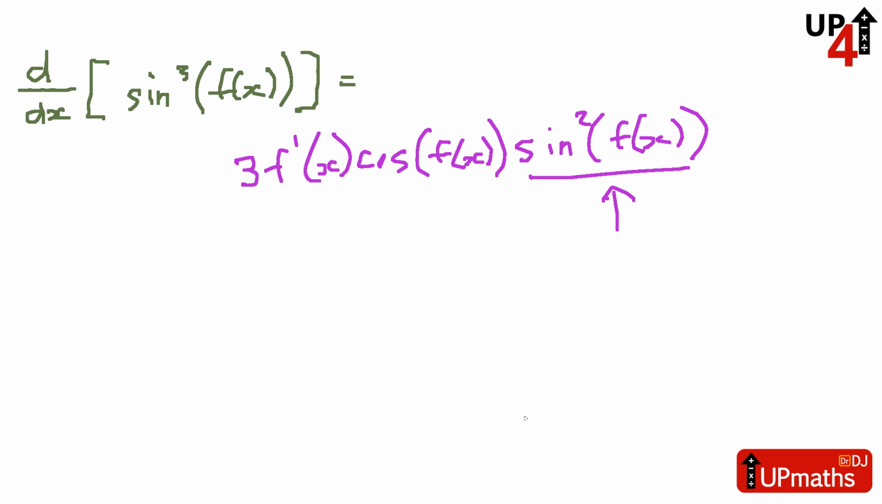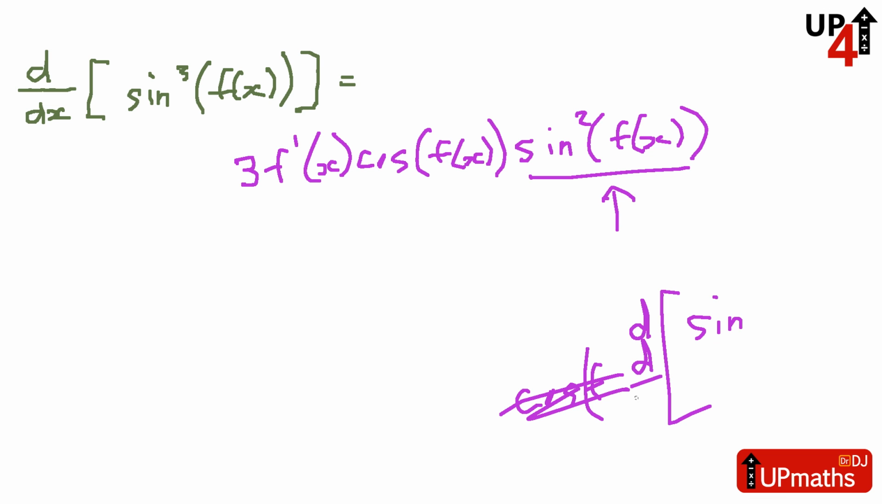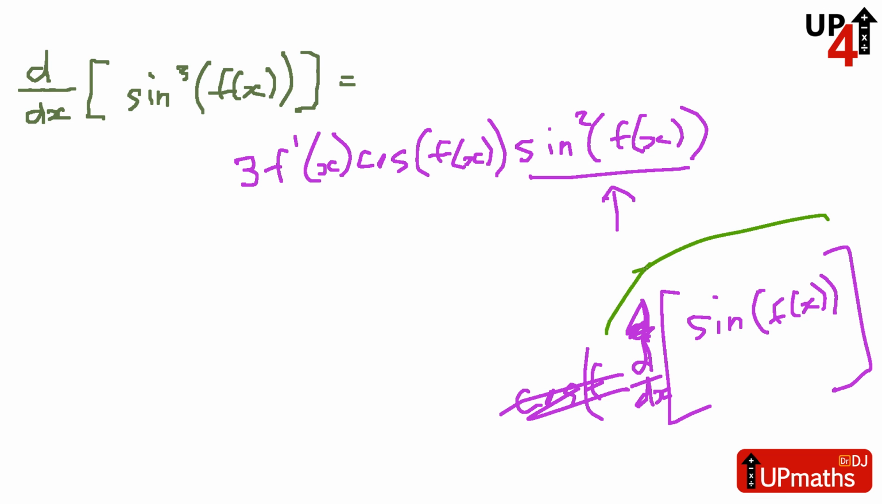But then the problem is outside you get cos f of x, which is supposed to be, well, you're supposed to differentiate the inside. So we need the differential of, I'm trying to talk and write at the same time. We want the differential of sine of f of x. And that is where this comes from. And obviously the 3 came from there. Let's do the next question.